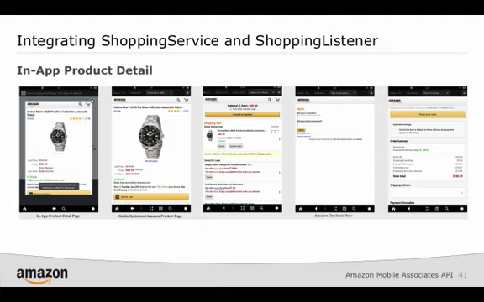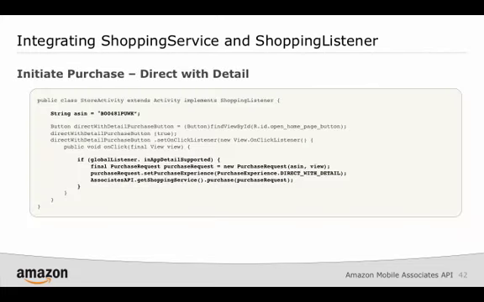The in-app product detail page, like the in-app product preview popover feature, is available on all Android devices running 1.6 and higher. And again, apps using this feature can be distributed through any Android app store, as long as the same app is offered through Amazon, and the app can also offer both physical and digital items for purchase. Initiating a purchase using the Direct with Detail purchase experience is exactly the same as for the popover case, except that we check for whether the Direct with Detail purchase experience is supported and pass in Direct with Detail as the purchase experience to the purchase request object.